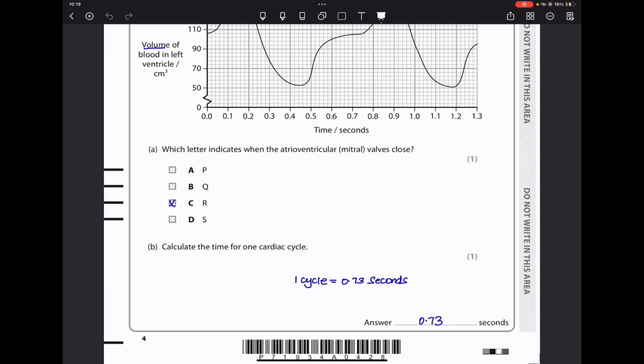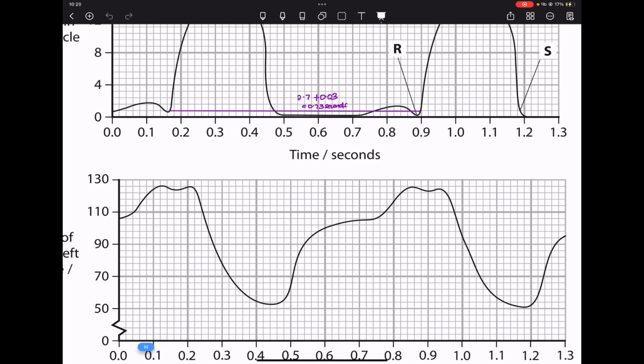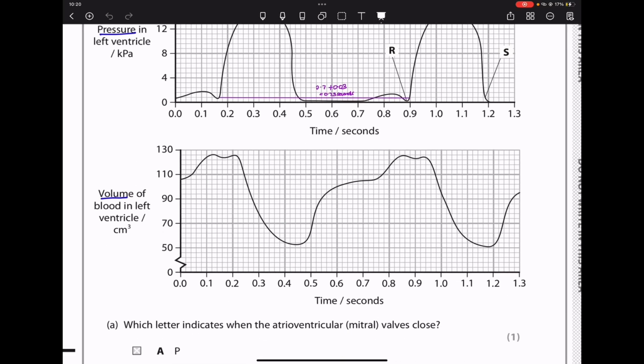Next, they say calculate the time for one cardiac cycle. I chose from this point here to the next corresponding point here. You could choose any point provided you can get it properly. So, in my measurements, I think you can see it was about 0.73 seconds. The total time from this point here to that point here was 0.73 seconds.